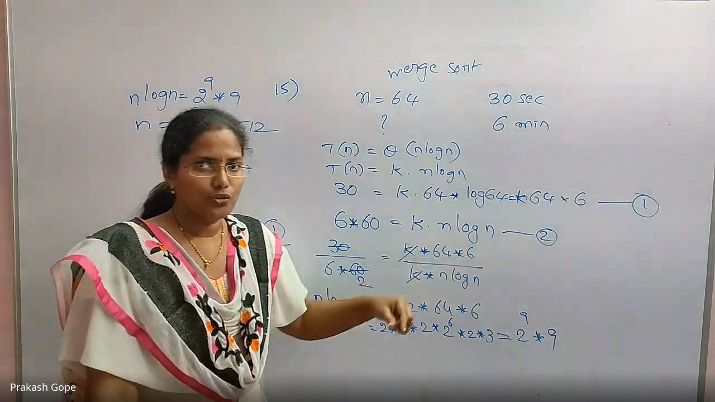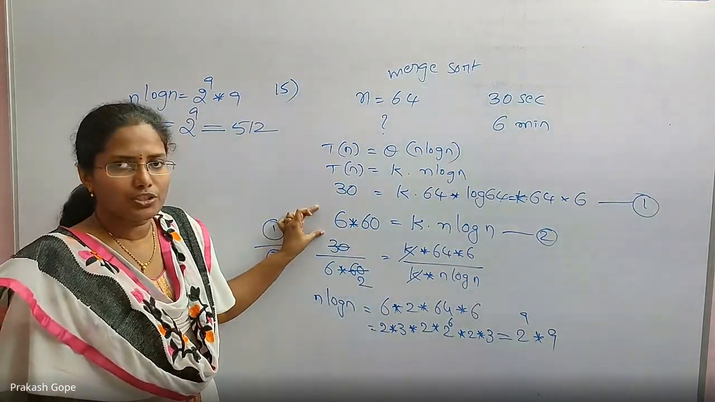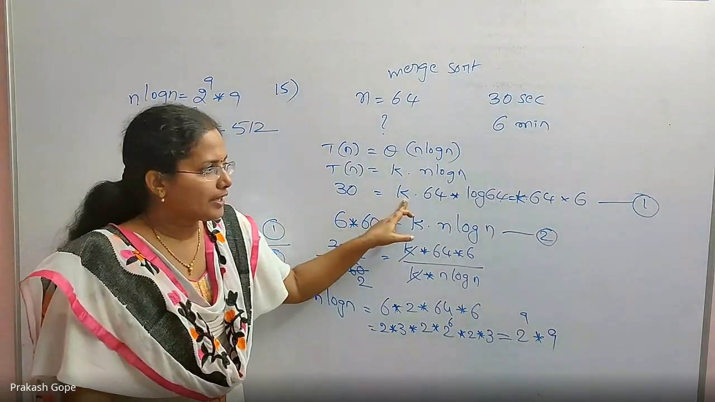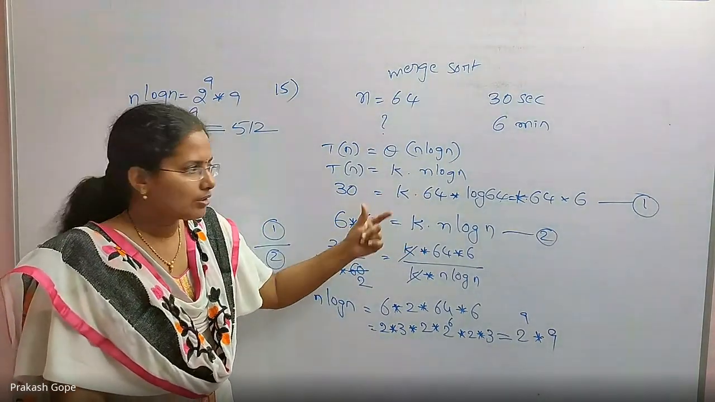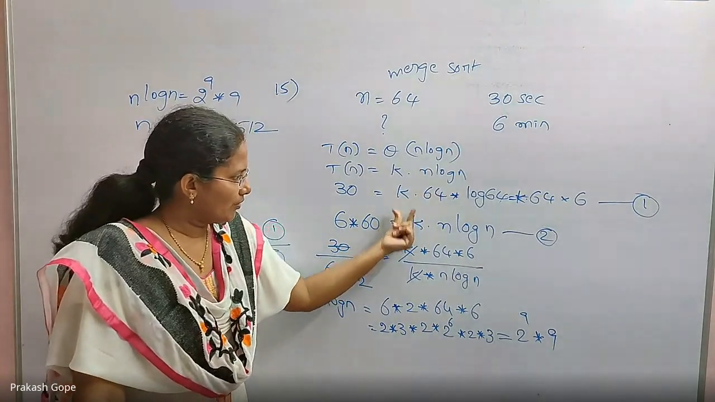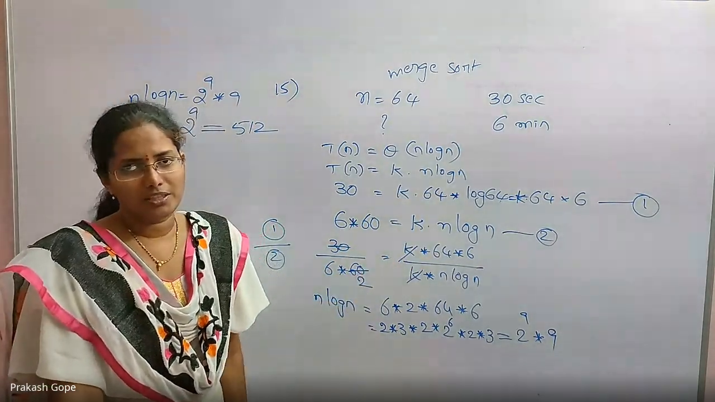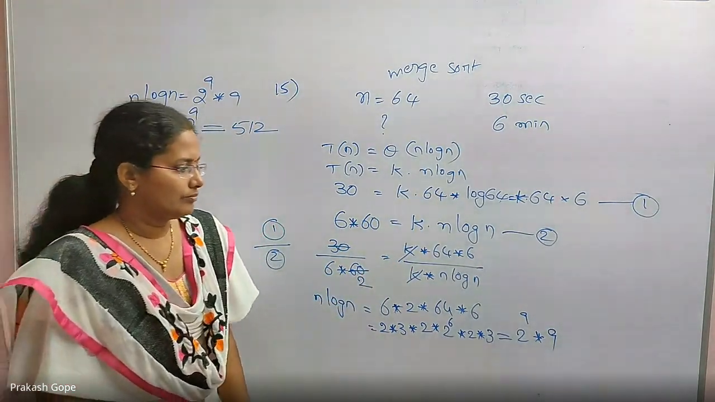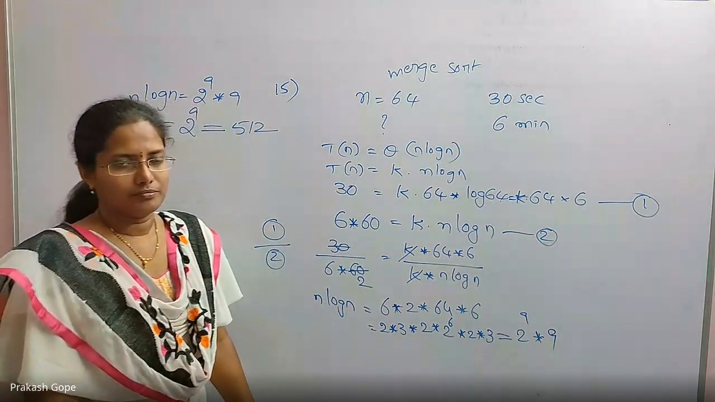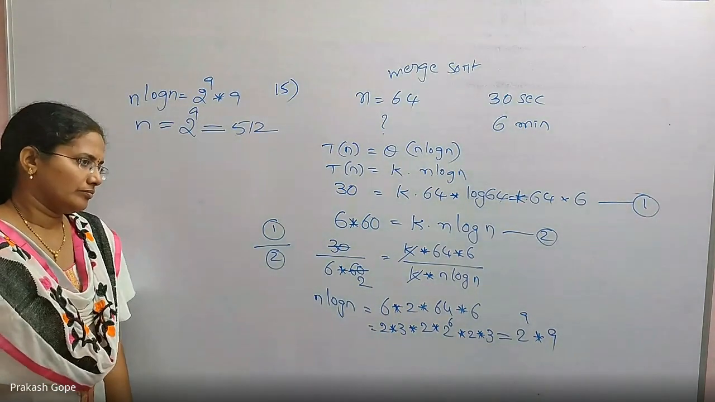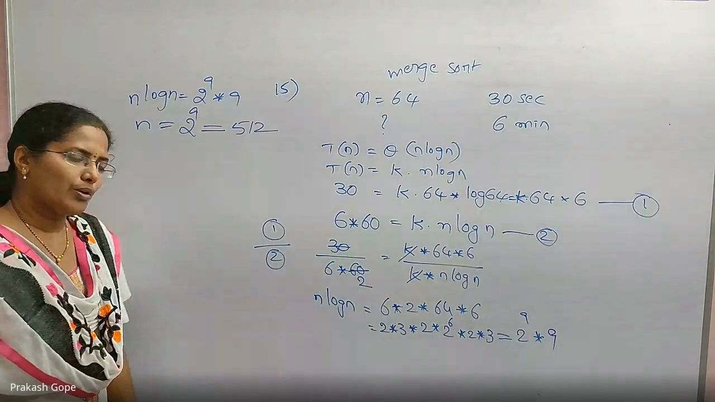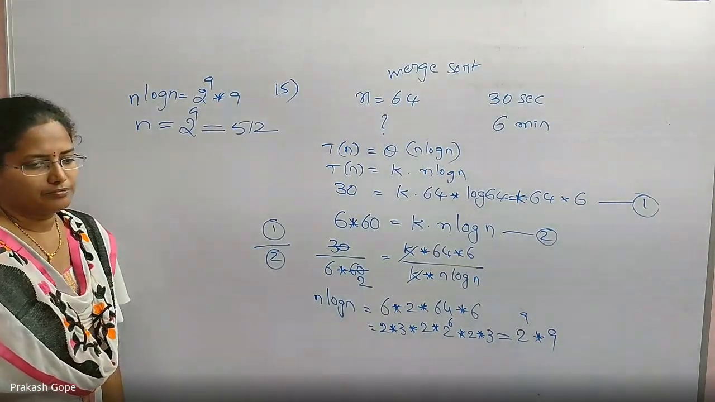Now that n you need to find. First equation is there, second equation is there. To avoid k, you can divide one by the other, or from the first equation you get the k value and substitute it in the second one. Anything is same. We just simplify. And the n value is 2 power 9, which is 512.